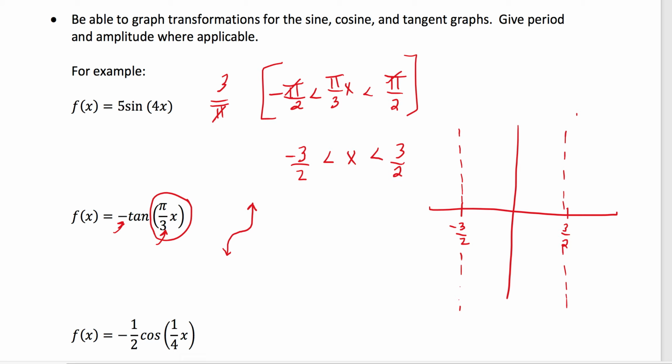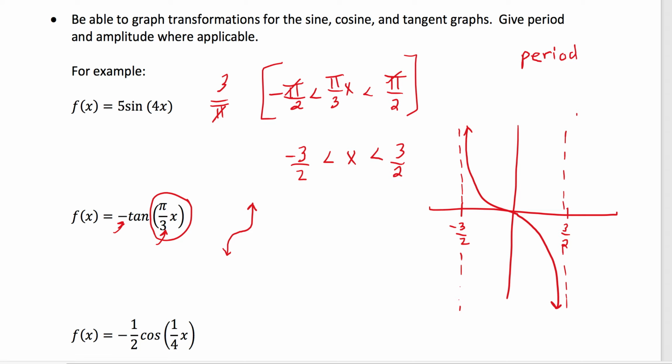But remember that we have the negative in front of the function, and so it's going to flip that graph over the x-axis. All right, and so our graph is going to look more like this when it's reflected over the x-axis. All right, that graph, when we talk about the period of the graph, the graph goes from negative 3 pi over 2 to positive 3 pi over 2, or negative 3 over 2 to positive 3 over 2.